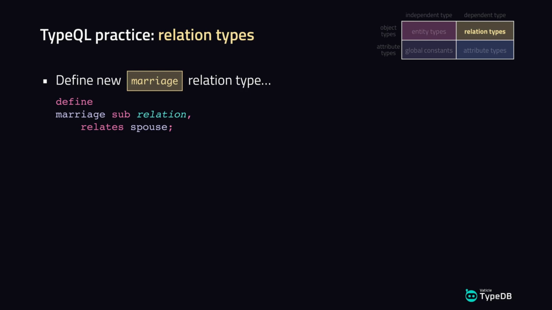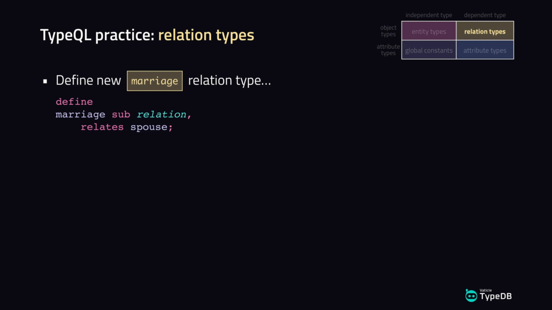Let's next look at relation types. They're the dependent analogs of entity types, if you want. Let's go ahead and define one. Here I want to define a marriage relation type. The syntax is similar to the case of entity types, so you would start by writing define marriage subrelation.